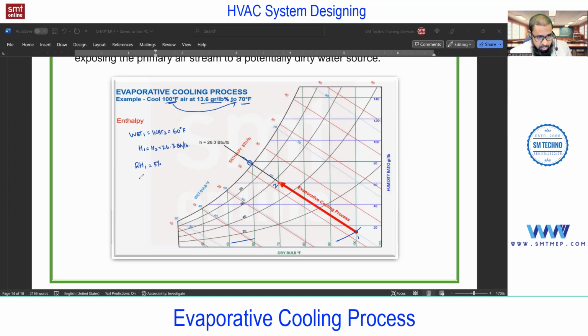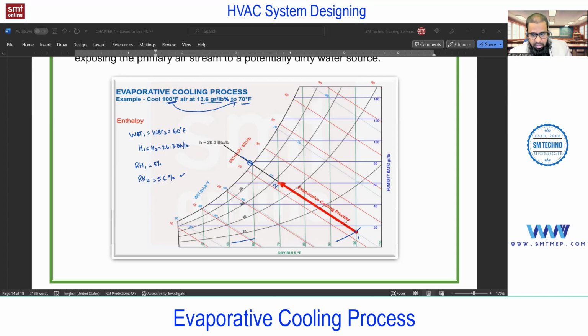But what about RH2? RH2 is somewhere here. This is 50, 55, nearly 55, exactly 56%. So you see this is less than 60, satisfying human comfort.